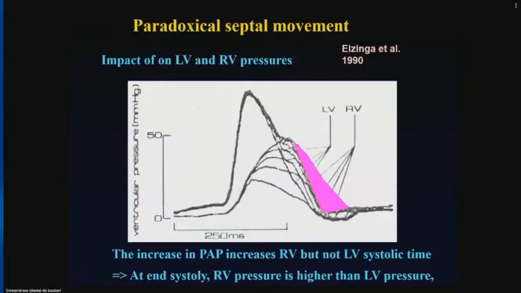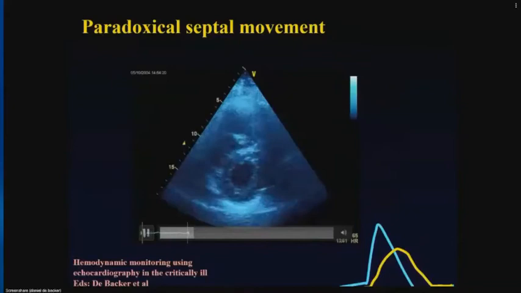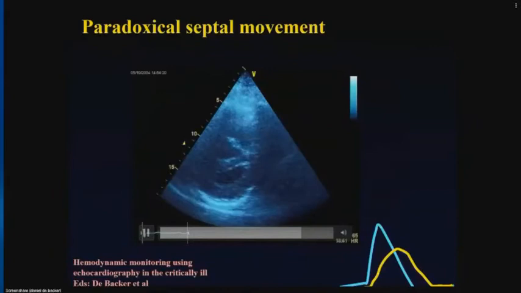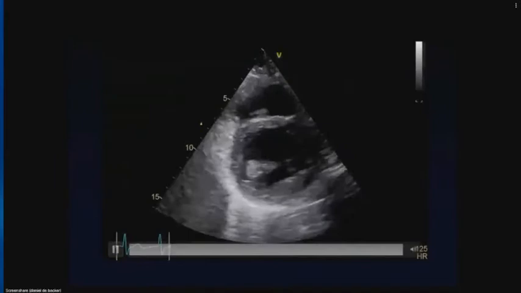So we can see here this bowing occurring here at the end of the systole, as you can see here. And here again, a very nice example, where you can see this bowing occurring exactly at the end of systole.